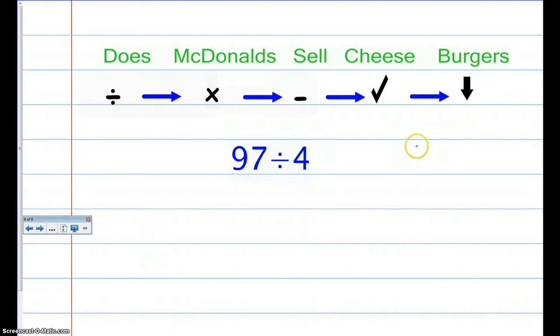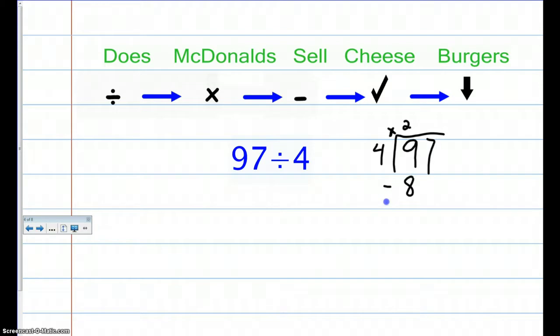Let's practice another one. Does McDonald's sell cheeseburgers? 97, which is my dividend, goes in the house. And my divisor goes on the outside of the house. Sorry, that's 4. And then I'm going to say, how many times does 4 go into 9? Well, 4 goes into 9 2 times. Then I'm going to do multiply, and I put a multiplication symbol here to help me. 4 times 2 is 8.